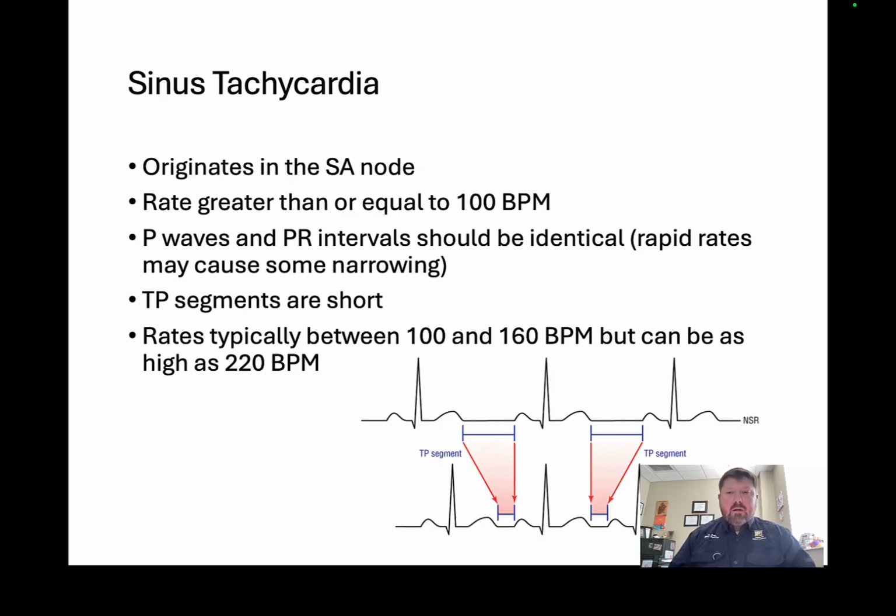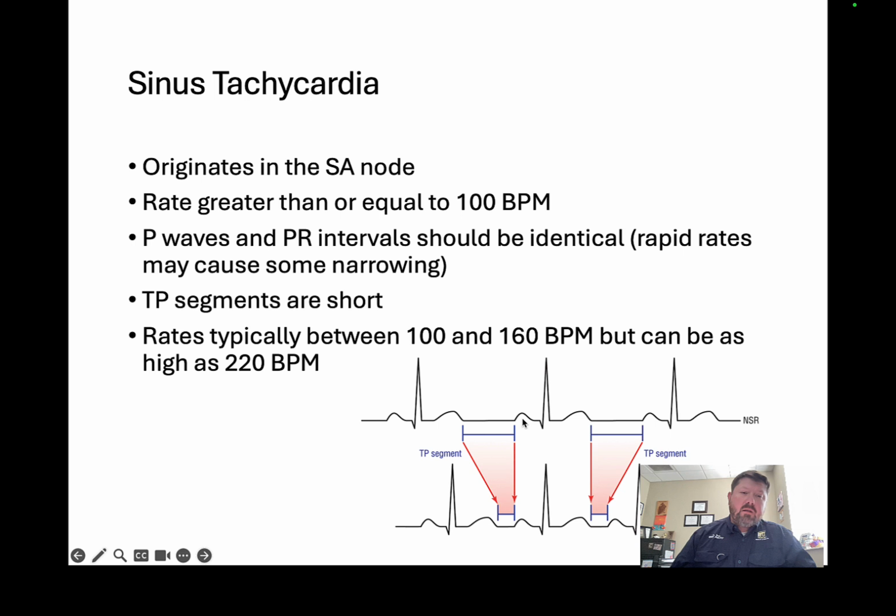So sinus tachycardia follows all the rules of normal sinus rhythm except for the rate. So the only difference here is that now the rate's going to be greater than 100. It won't be between 60 and 100, but it'll be greater than 100. The P waves and the PR intervals will be identical. The TP segments are short, or the time between the T wave and the P wave, and that's because you've got more complexes showing up.